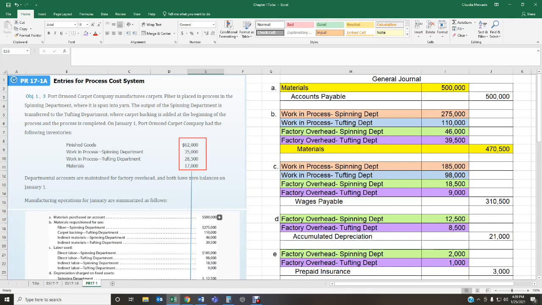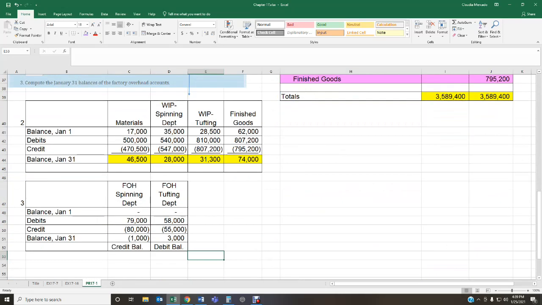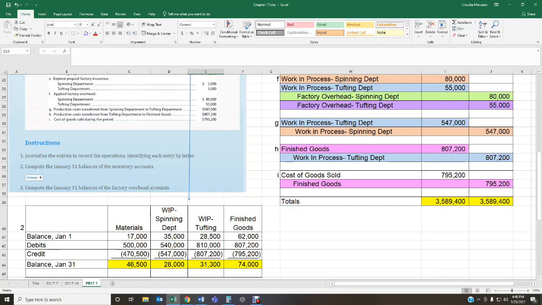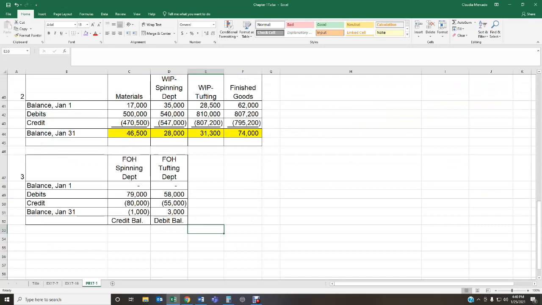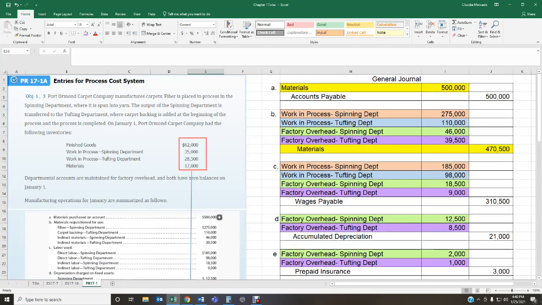Okay, so these are all of the journal entries associated with the process cost system. And then we have the calculation of the ending balances for materials, for the different inventory accounts, and then for the factory overhead accounts as well. Okay, so it is a long problem. It is a lot of information. Make sure that you read, make sure that you review those examples provided in your book.